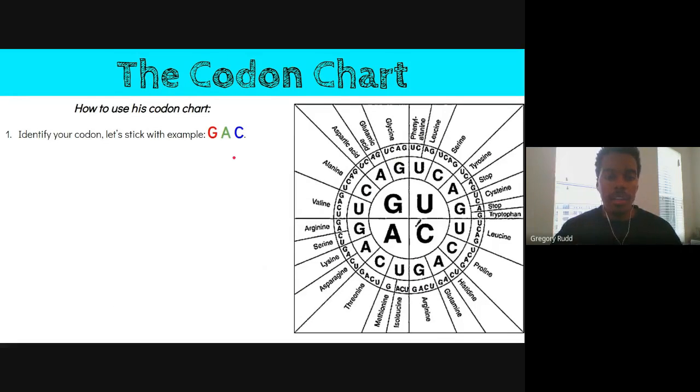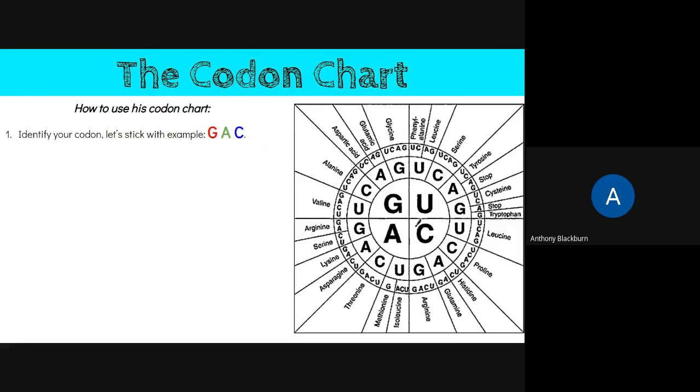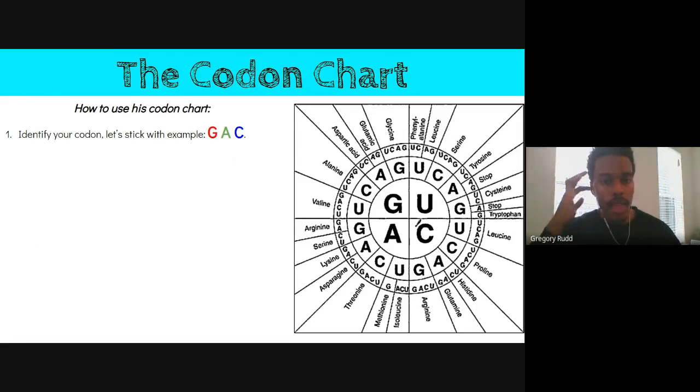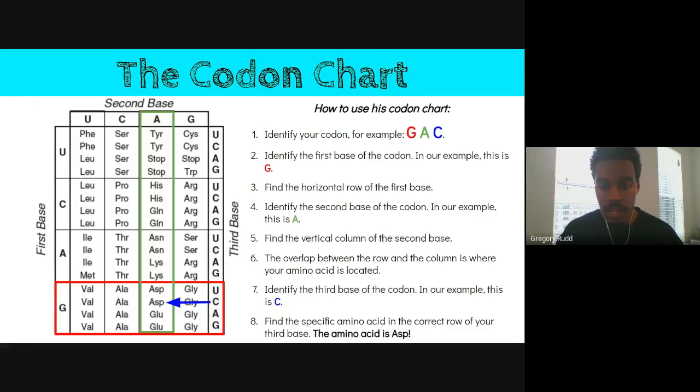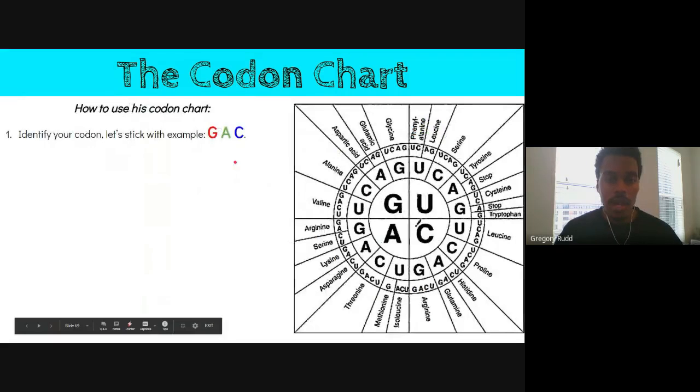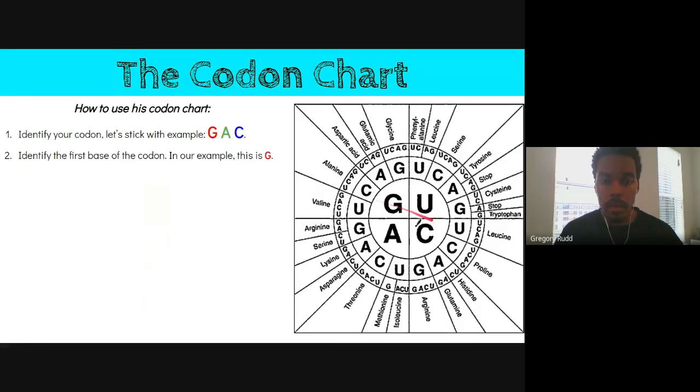So what's my codon in this example? GAC. Excellent. So this is the same codon that we had in the last example, which means that if we do everything correctly, we should end up with this exact same amino acid. So keep this amino acid, ASP, aspartic acid, in mind. What's the first letter of my codon? G. So in this chart, I want to start in the middle. Should I look in the top right, the top left, the bottom left, or the bottom right if I know that my first letter is G?